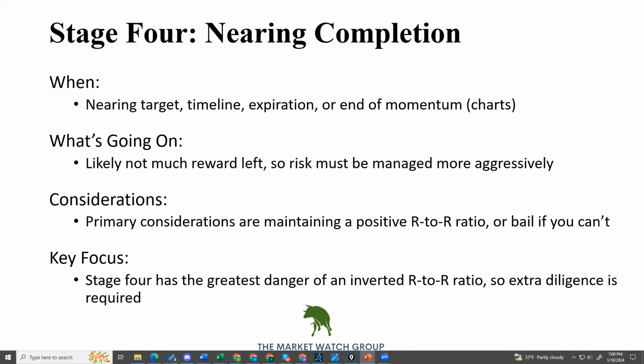Anything that indicates the end of momentum: volume, candles, Heikin-Ashi candles. There's any number of things that tell us the train is pulling into the station. We've got to have different considerations ready. I'll tell you right now, stage 4 is the most dangerous.